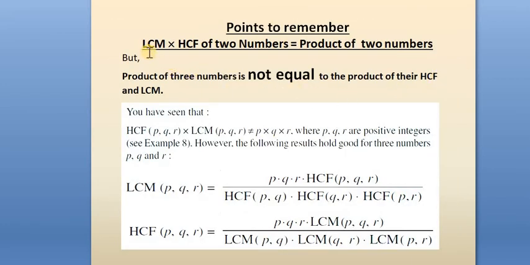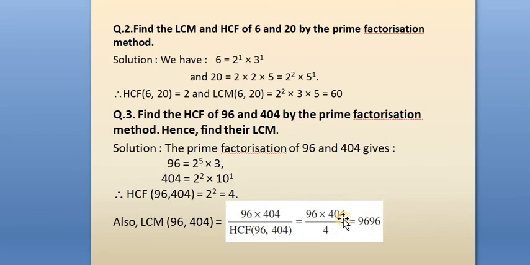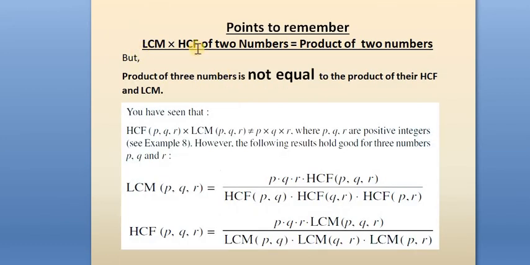The property is that the product of the LCM and HCF of two numbers is equal to the product of the two numbers. This property you studied in the smaller classes. What is that? HCF into LCM is the product of the two numbers. You multiply the two numbers, that will be equal to the product of the LCM and HCF of the two numbers. So let's come back.